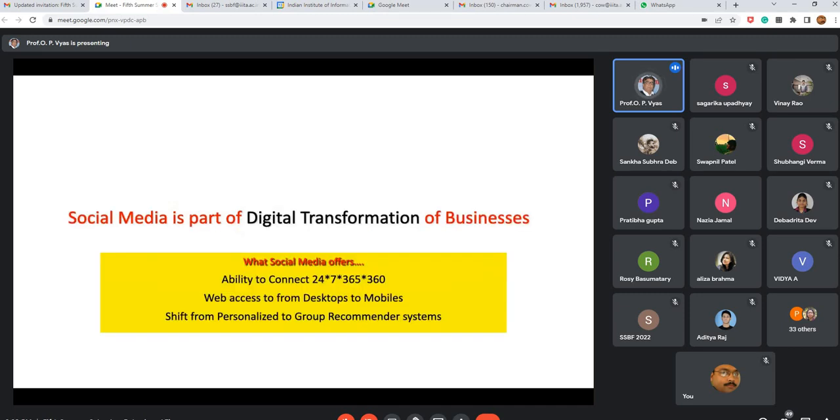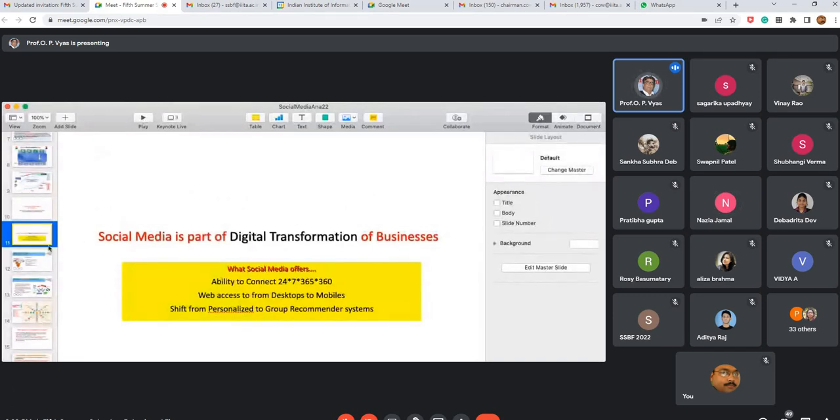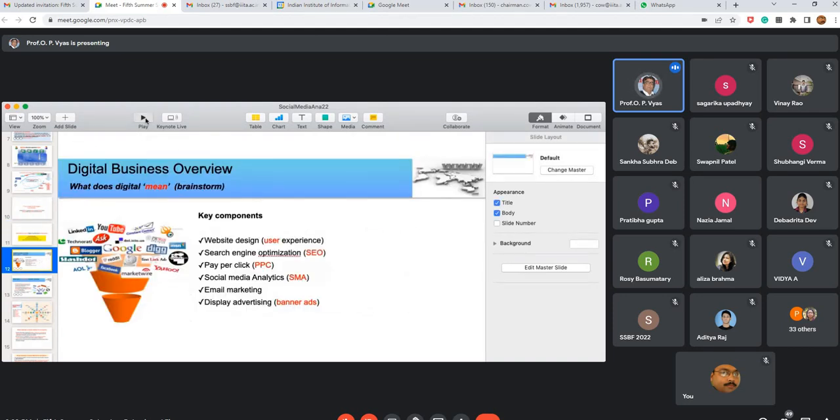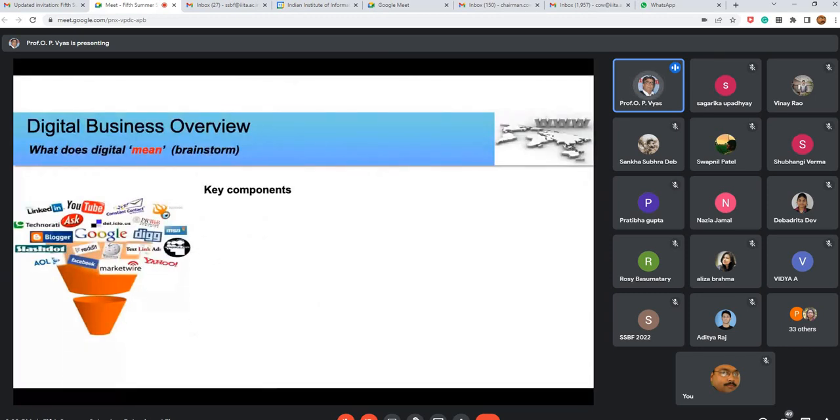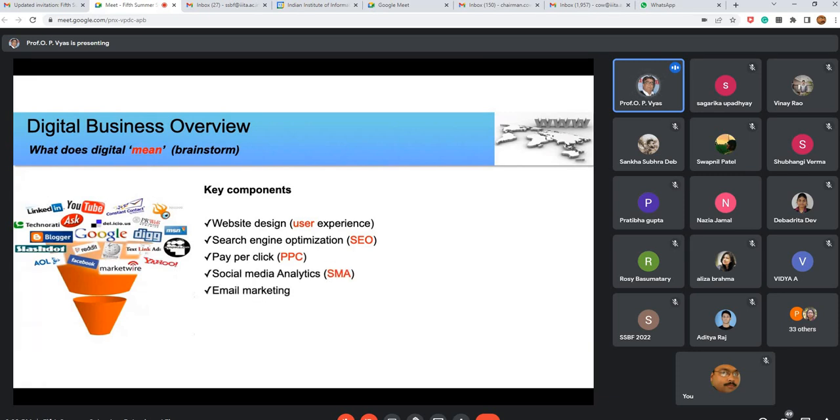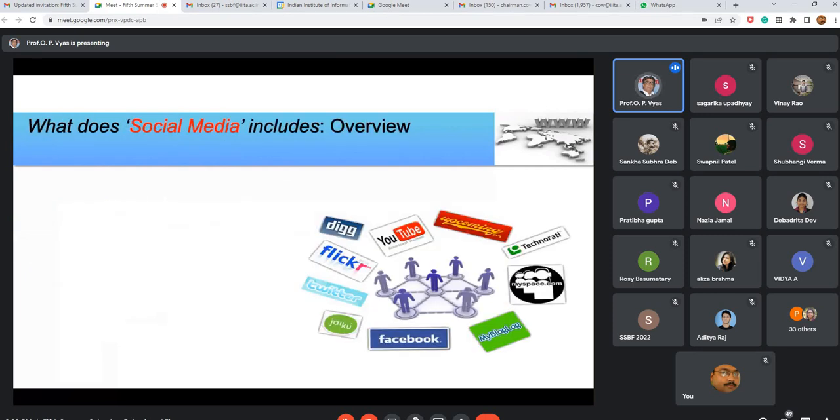It has transformed everything. In the context of what I can tell you, social media is a digital transformation of business. And what does it offer? It offers to connect 24/7/365 and 360, 360 being the degrees, the globe. Web access to desktop, personalized to group recommender systems. And now, for the digital transformation of business, I can tell you what the various components are. On the left side, there are a lot of important developments in social media and related technology which affect businesses: website design, search engine optimization, PPC, social media analytics obviously, and email marketing. So what we are concentrating on is social media.